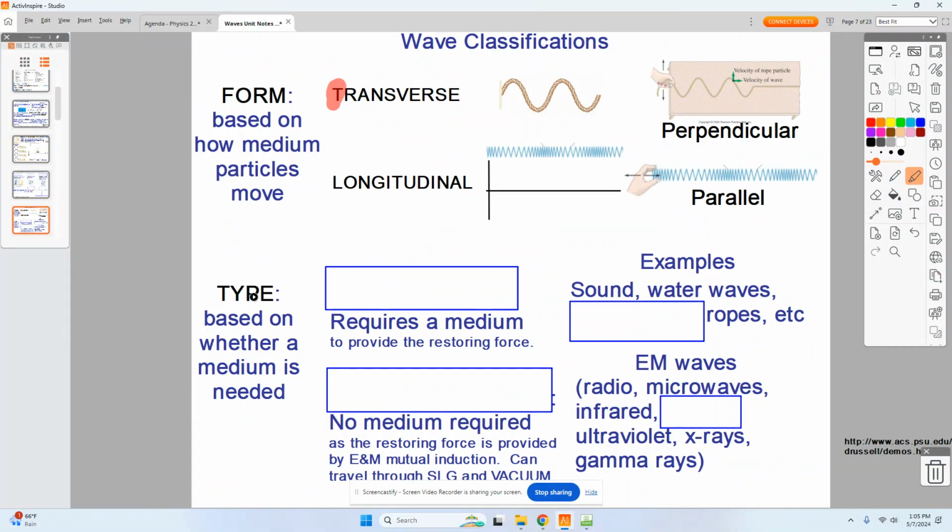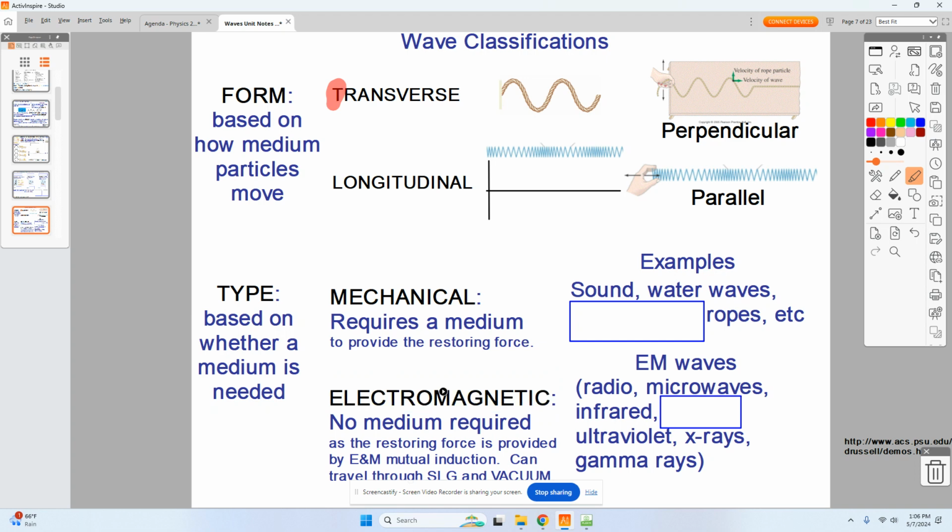Okay, now the type of wave. There are mechanical waves that require a medium, and then there are non-mechanical waves that are usually just called electromagnetic waves. Mechanical waves require a medium. Electromagnetic waves, things like light, do not require a medium. The restoring force is actually the E&M mutual induction. You might remember with the speaker activity that electricity can create magnetism, and magnetism can create electricity.